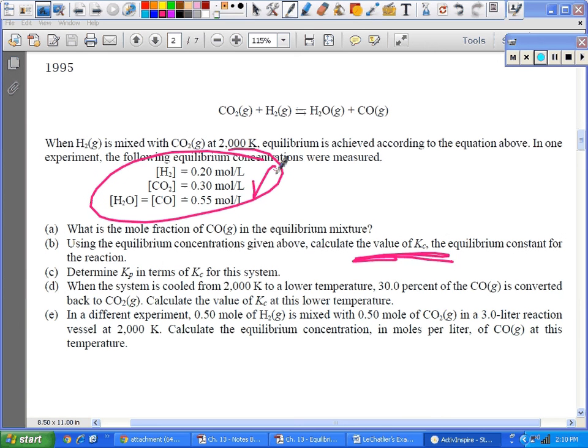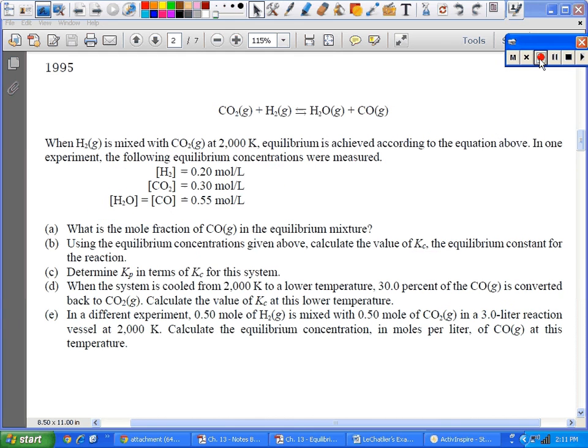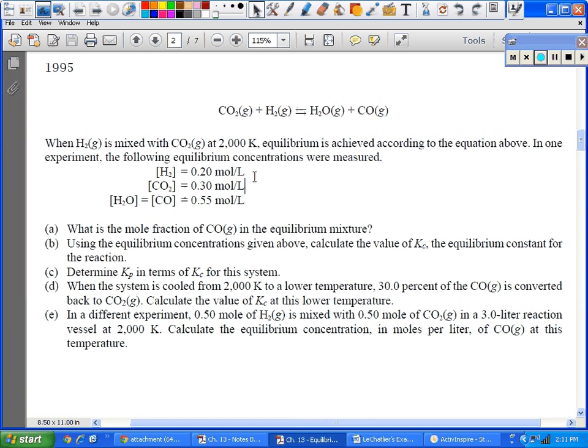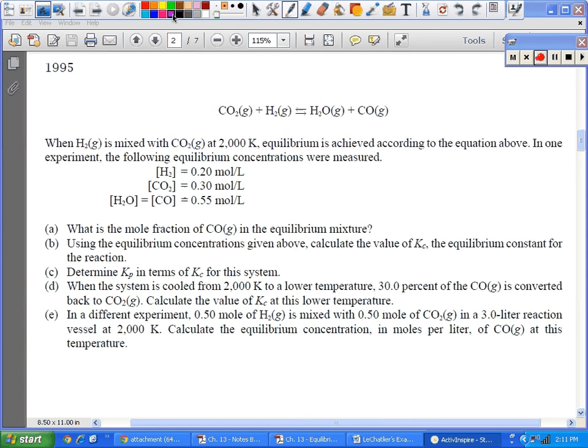All right, so we need to be able to write the K expression and then plug these values in. The K expression should be very, very simple for you, because what do you notice about all of the types of states of matter? They're all gases, so will all of them go in? Yes. So Kc, now, could you possibly do Kp? Yes, but what do they ask you for specifically? They ask you for Kc. So this is going to look like this.